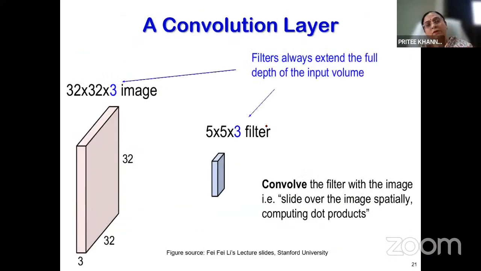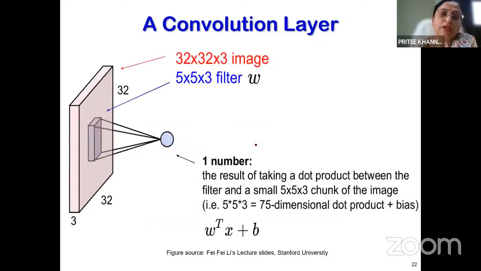So here, what is happening? Remember always that the filter must be extended to the full depth of the input volume. So now we will convolve the filter with the image, and we will compute the dot product as I told. So when we put our filter here, these are the weights, and this will produce this one number, right?